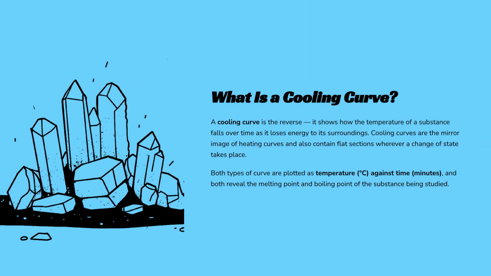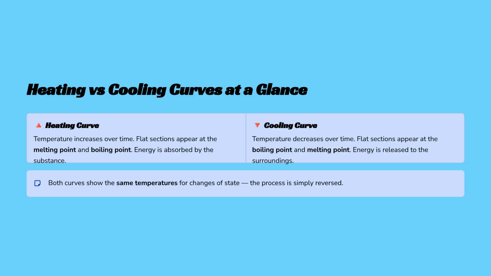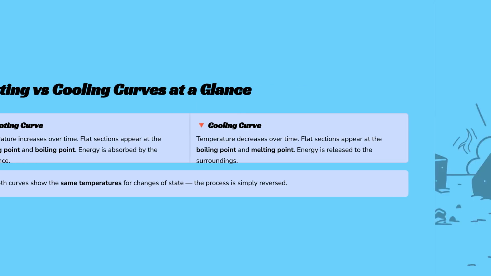A cooling curve is the mirror image of a heating curve. It illustrates temperature dropping over time as the substance releases energy to its surroundings, with flat sections marking where state changes occur. In summary, heating and cooling curves are opposites. Heating involves energy absorption, while cooling involves energy release. Importantly, both show the same critical temperatures for state changes.